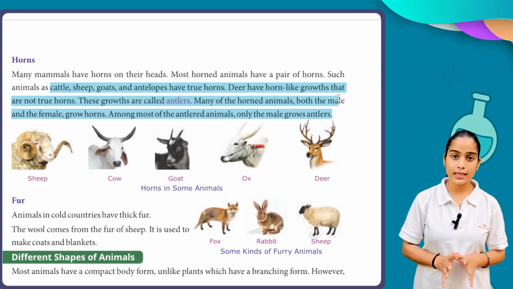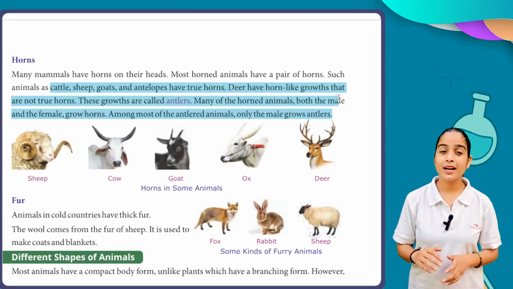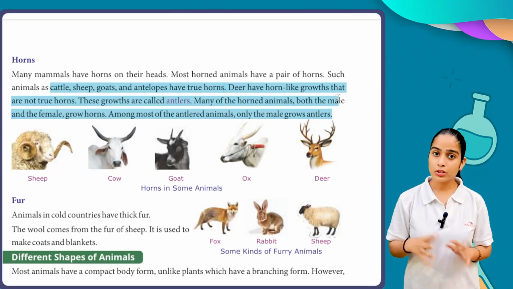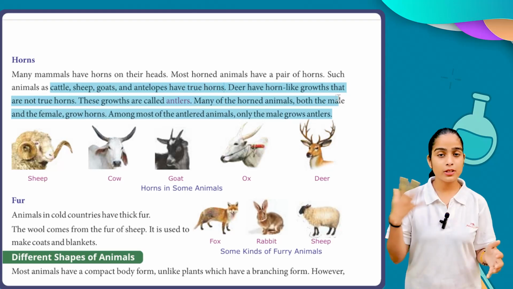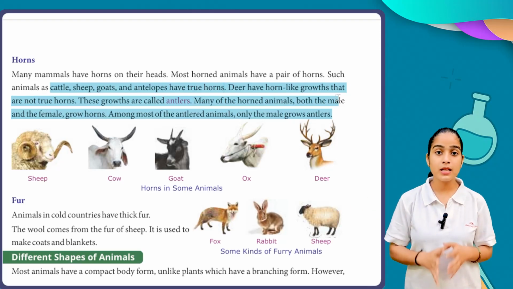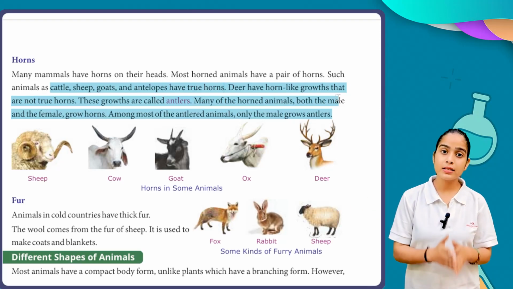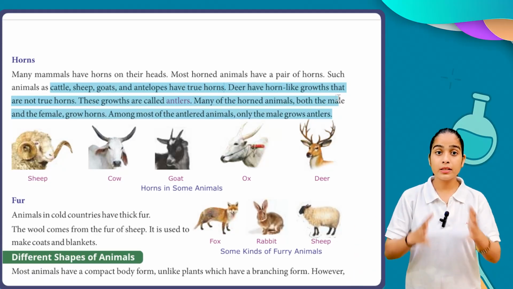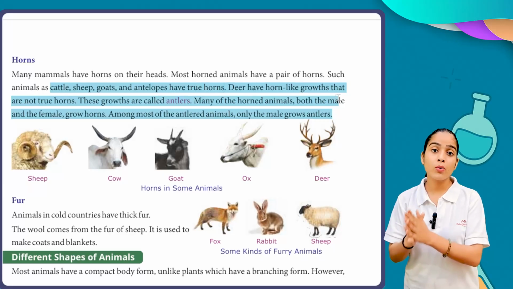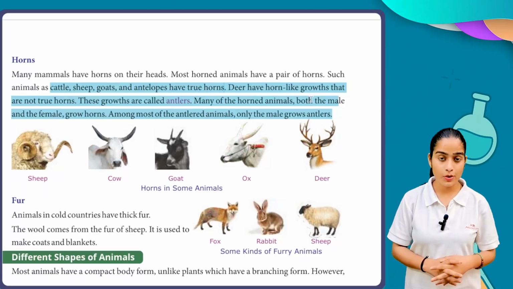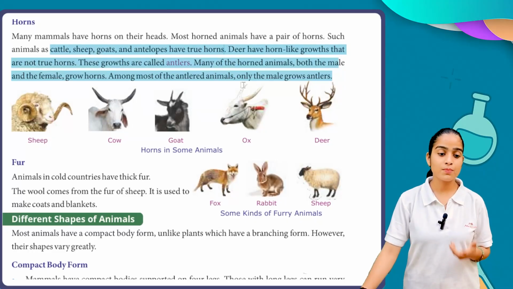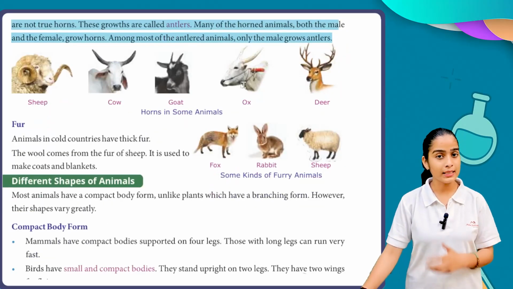So what do we understand here? Antlers, the name suggests antenna, signal catching, so that is connected to the antlers. Further in your higher classes, you are going to learn about this. But basically, horns are present in both male and female animals, while antlers are grown only by the male animals. And we have a pair of horns. The examples we have: sheep, cow, goat, ox, and deer.